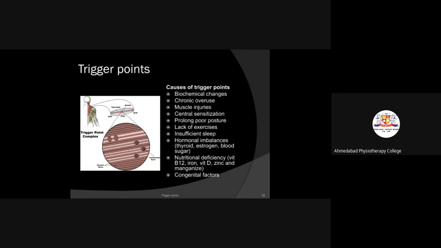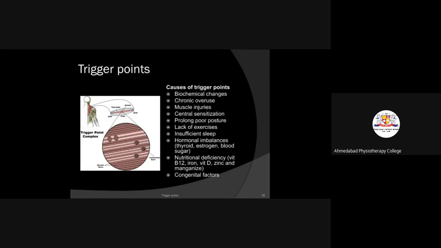Now, what are the causes of this trigger point? One is biochemical changes, that is, changes in the pH of a muscle. Then any chronic overuse, for example, a computer operator or gardener may develop trigger points in the extensor muscles of the wrist or trapezius. Then any muscle injuries. When a patient has a calcaneal fracture or any other muscle injury, you may note that the patient complains of pain all over the leg. Sometimes it is tender. So because of these muscle injuries, trigger points develop.